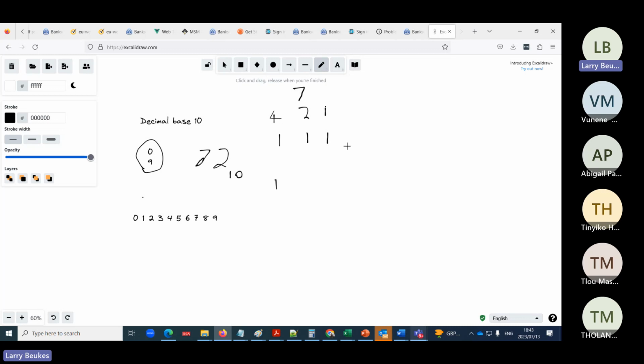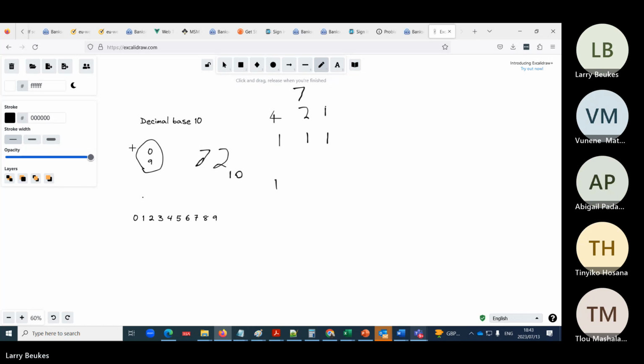Then we have your binary. Binary is to the base 2. So remember, what does a base mean? A base means all the possibilities that we have right here. So here we had 10, so that's why this 72 or 22, whatever this number is, was to the base 10. Now in binary, you only have 2 possibilities, right?